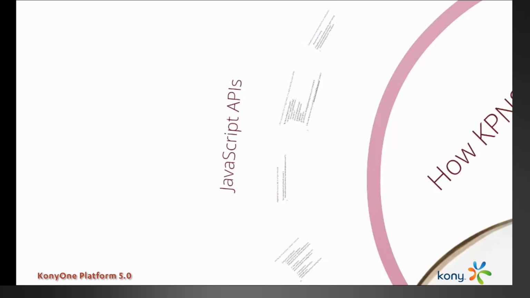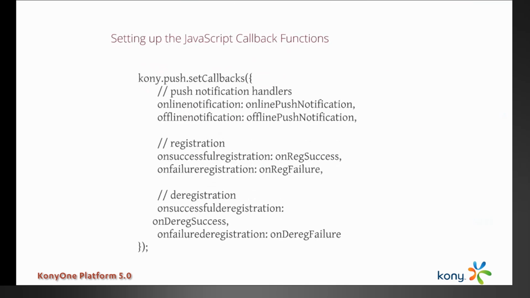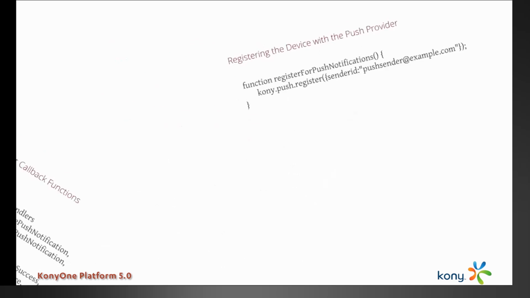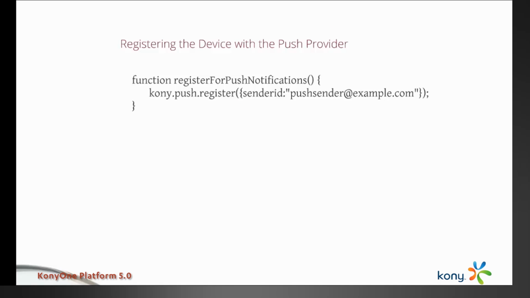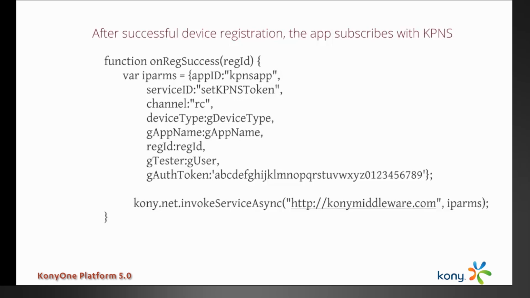The JavaScript APIs are very simple and insulate the developer from the many differences between the different push providers. The first step is to set up callback functions for the various asynchronous push events such as registration success and receipt of a notification. Registering the device with the provider, no matter which type of device, uses the Kony.push.register function. In the callback from a successful call to Kony push register, we subscribe the app and device combination with KPNS, including the token received from the manufacturer.